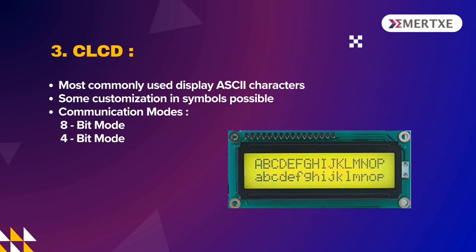Third peripheral is CLCD. CLCD stands for character liquid crystal display. These are display devices used to convey information through an arrangement of pixels. Graphics and text LCDs are the most common types available for electronic products. Mostly this is used to display ASCII characters, and some customized symbols are possible. There are two types of modes, 8-bit mode and 4-bit mode. As you can see in the image, it shows a 16x2 display.